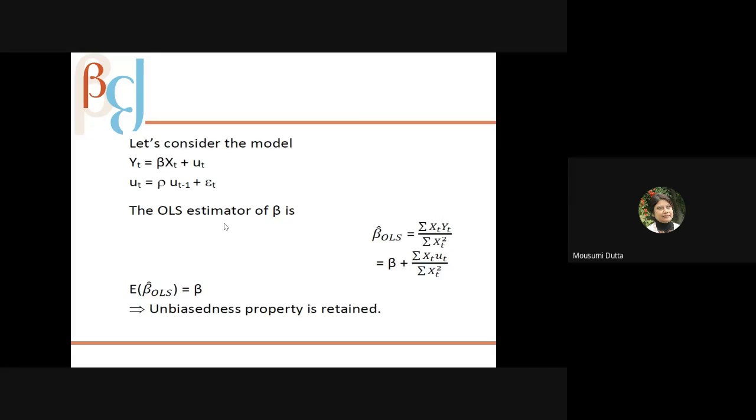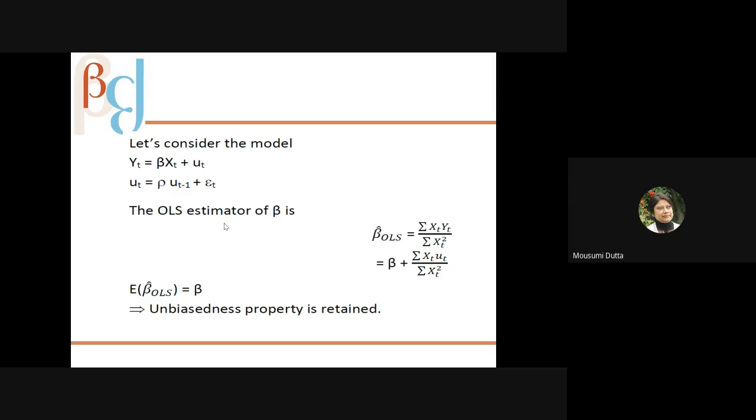Next, I have to come to beta hat. So let's consider the same model, yt is equal to beta xt plus ut. You may consider the intercept, you may not consider the intercept for the time being. For the time being, I'm not considering the intercept because my focus will be on the regression coefficient beta hat OLS. I don't want to calculate the intercept term too in this case. For that matter only, I'm considering this kind of equation, the line passing through the origin.